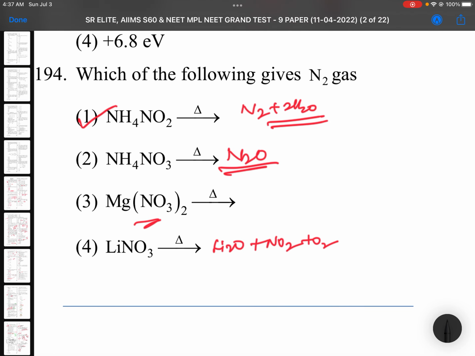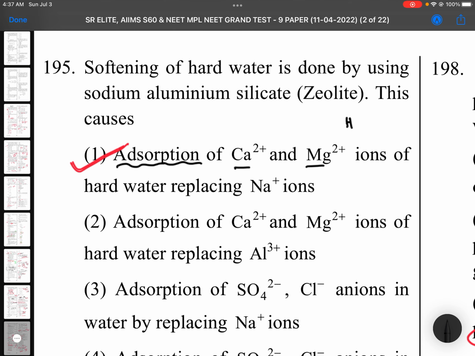Which of the following gives N2 gas? NH4NO2 gives N2 plus 2H2O, direct option. And this gives you N2O plus 2H2O. Softening of hot water is done by using sodium aluminum silicate. This is completely memory based. It adsorbs calcium and magnesium ions of hot water, replacing sodium ions. Hydrogen and its compounds, class 11.